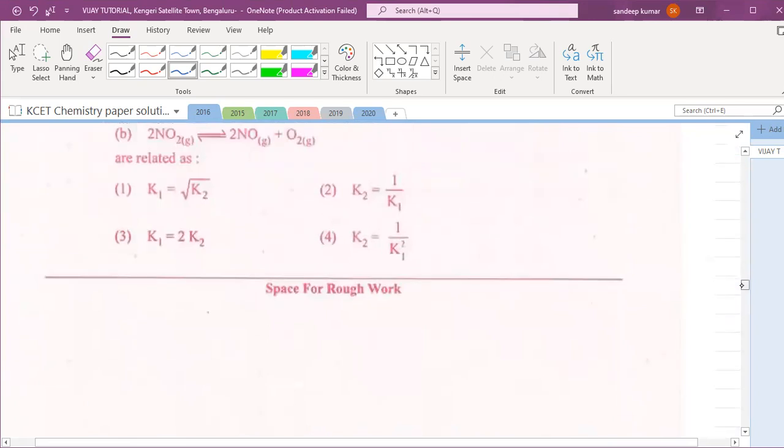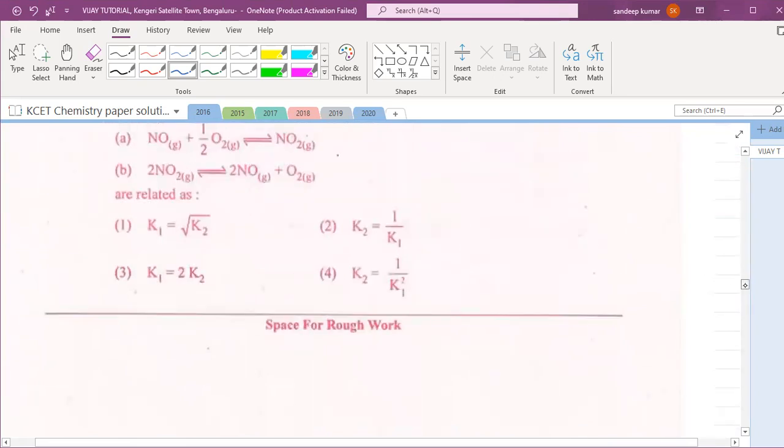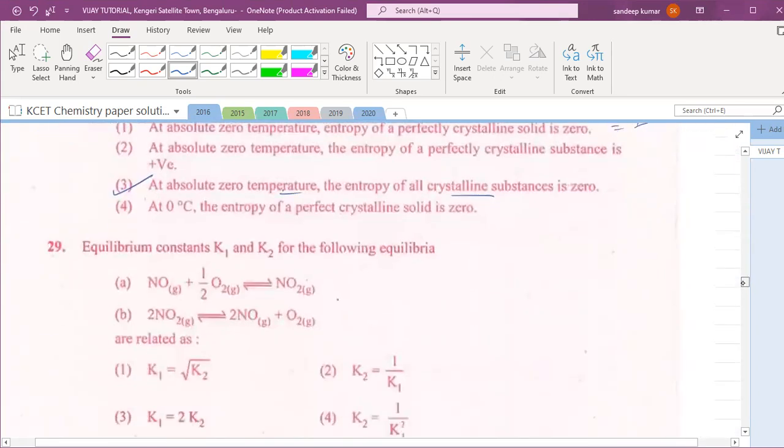Next, equilibrium constants. K1 and K2 are given for this A and B reaction. How are they related? This is K1, and this is K2. You have to see how we are getting K2.